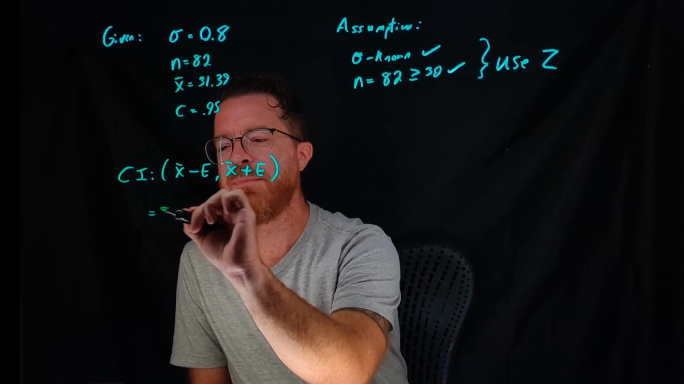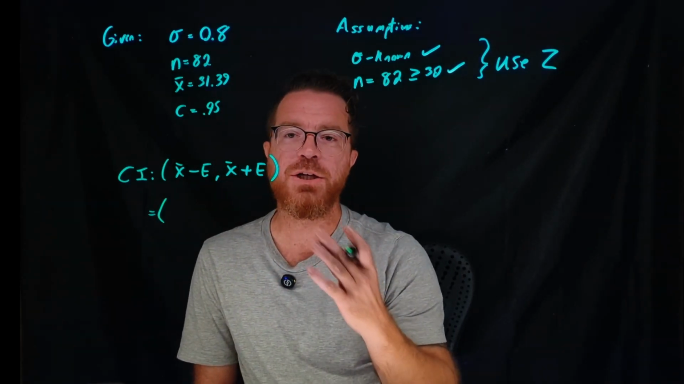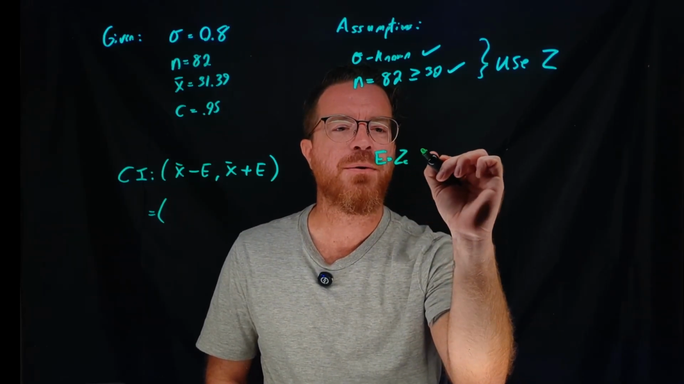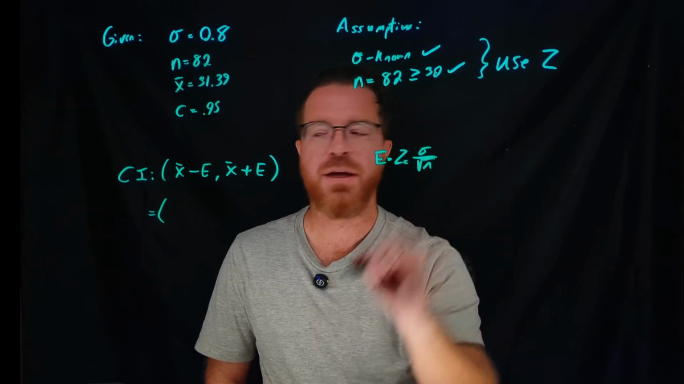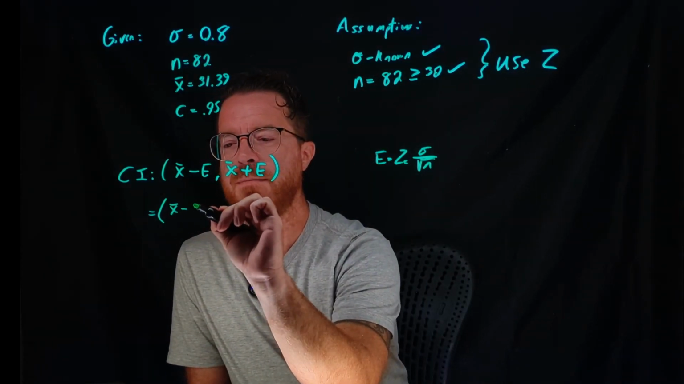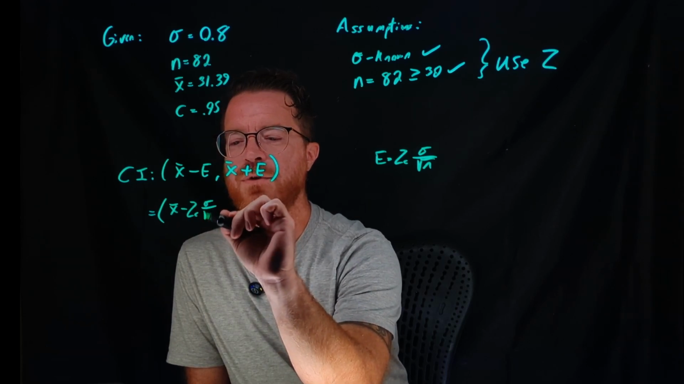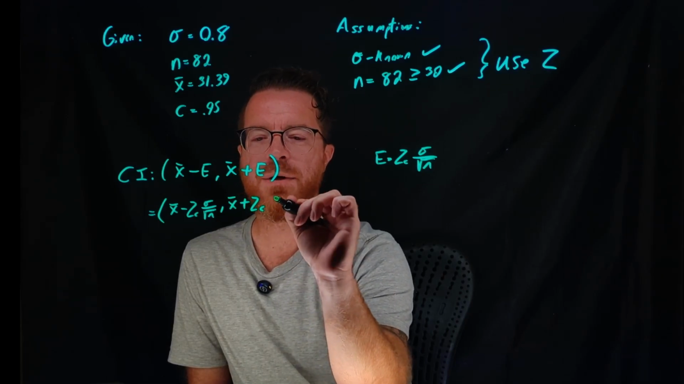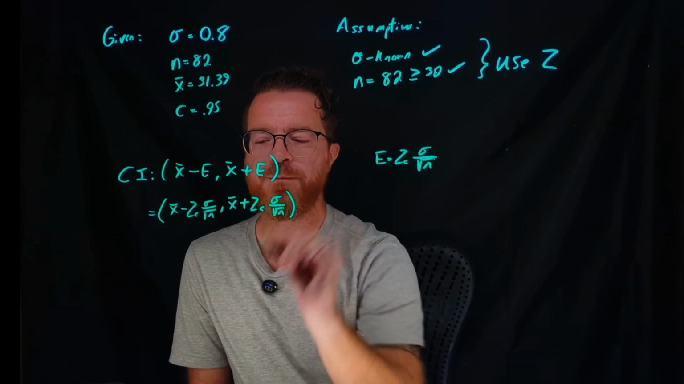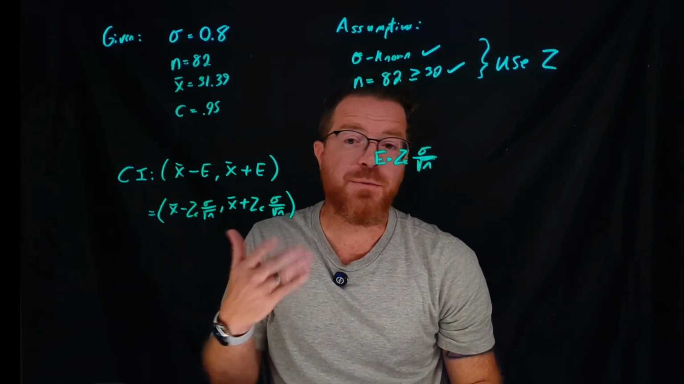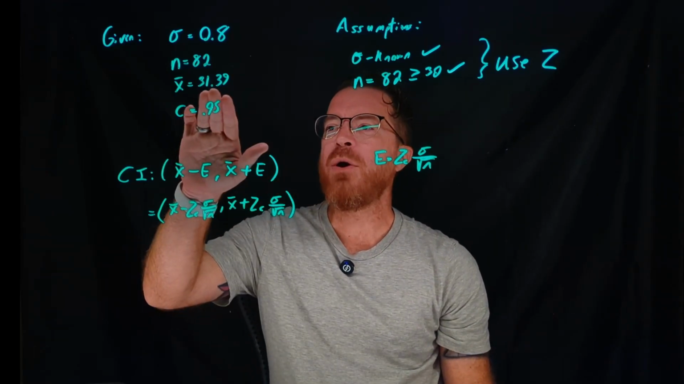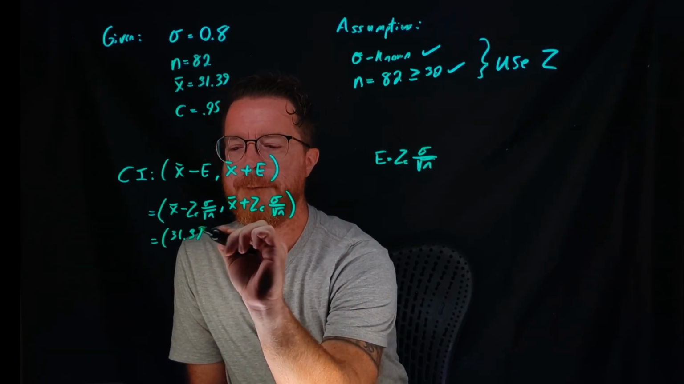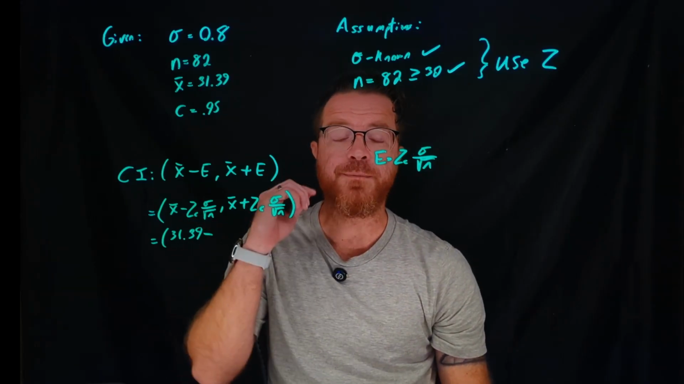So if we plug in E, which we know should be equal to, for when sigma is known, z critical times sigma divided by the square root of n. So this is going to be x bar minus z critical sigma over square root of n up to x bar plus z critical sigma divided by square root of n. We're going to plug in our values and we should be able to get it, no problem. So our x bar value is 31.39 minus z critical.